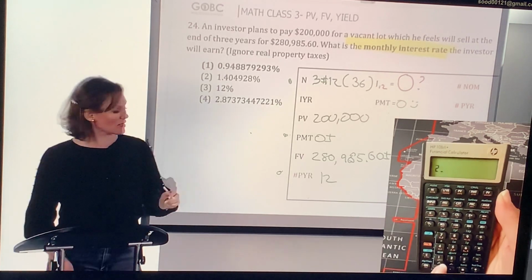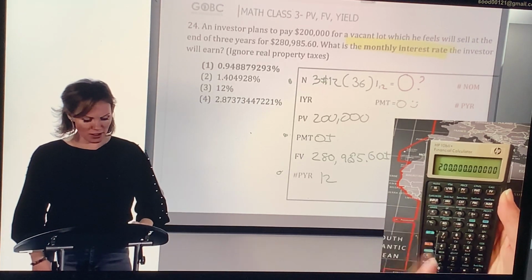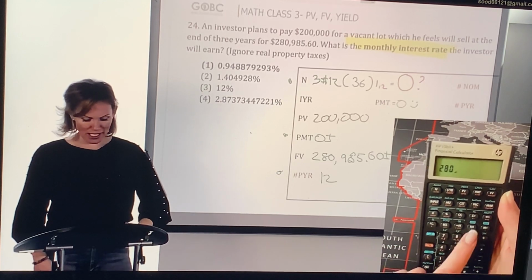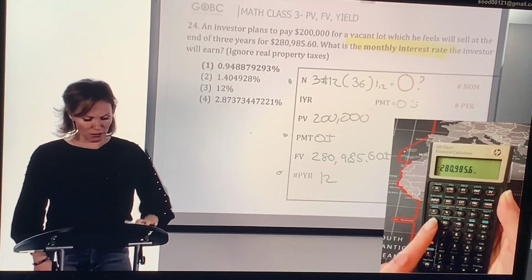Then you're going to plug in your present value, 200,000 PV, 0 plus minus payments, 280,985.60 plus minus future value.